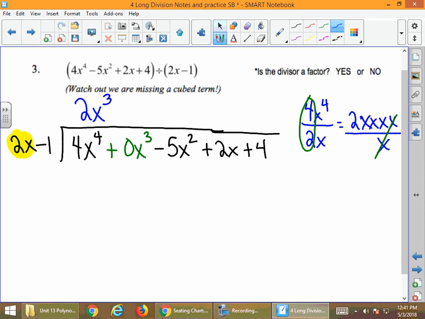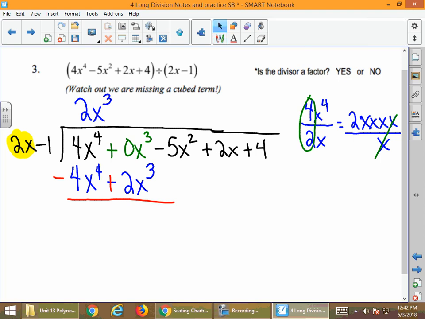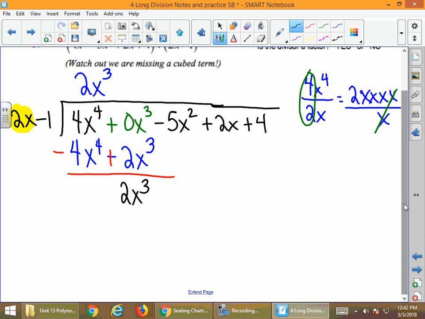We're going to take that value and we're going to multiply it. 2x cubed times 2x is 4x to the fourth. 2x cubed times negative 1 is negative 2x cubed. Change both signs. And when we do, the 4x to the fourth, one's positive, one's negative, cancels out. We have 0x cubed plus 2x cubed, which is 2x cubed. We're going to bring down the next value, minus 5x squared. We're going to repeat the process.